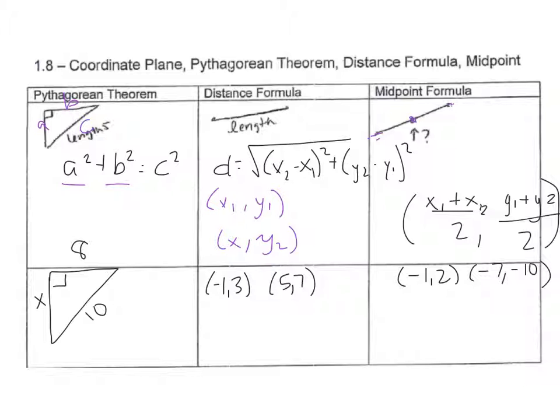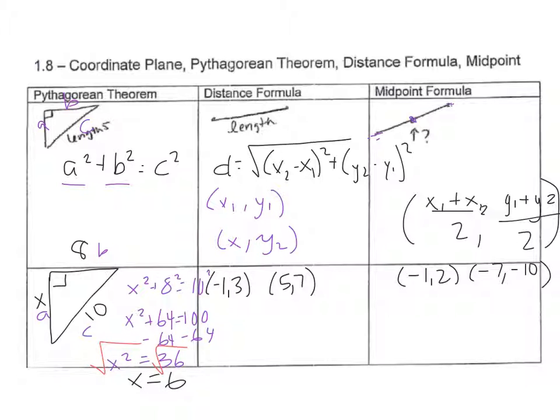So right here, I'm going to label this side A, this is B, and the hypotenuse is C. So I'm going to do x squared plus 8 squared equals 10 squared. x squared plus 64 equals 100. Subtract 64 from each side. x squared equals 36. Take the square root. Therefore, x has to equal 6. So this side has to be a 6.